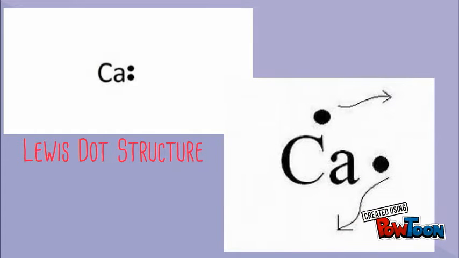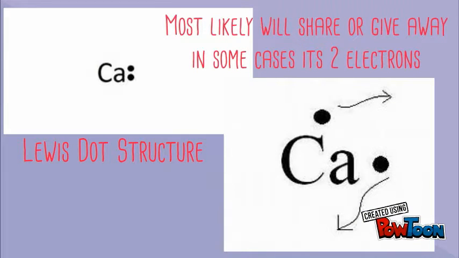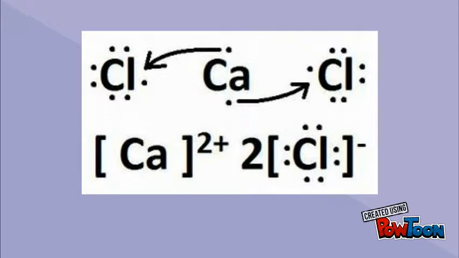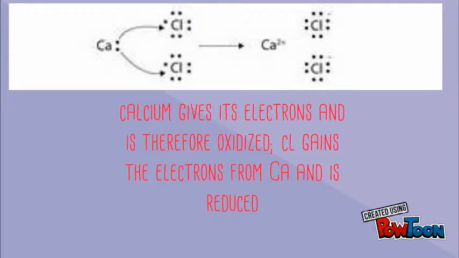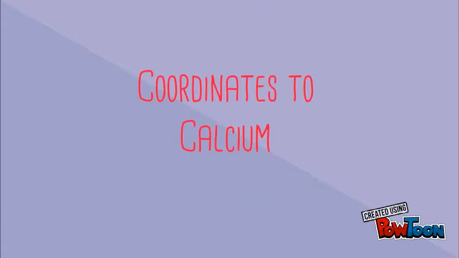Calcium commonly forms covalent or ionic bonds when bonded to elements with very high electronegativity and will give its 2 electrons to that element. This giving of electrons is known as oxidation. The other element is reduced, making the whole process a redox reaction.